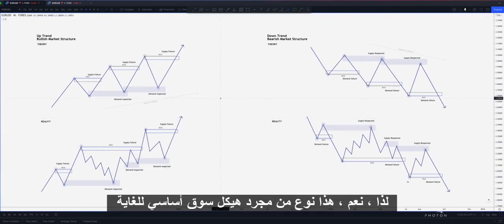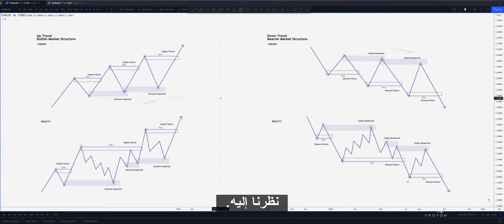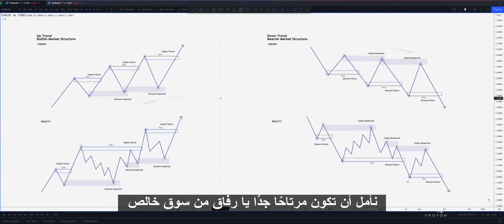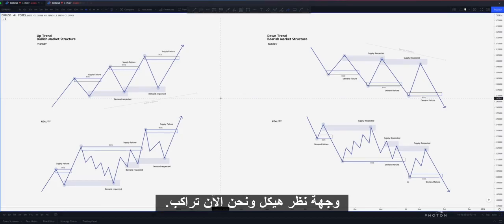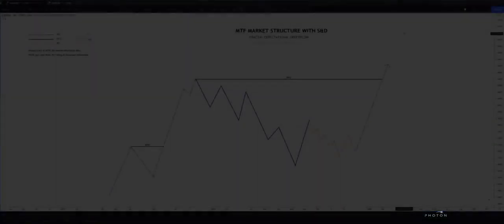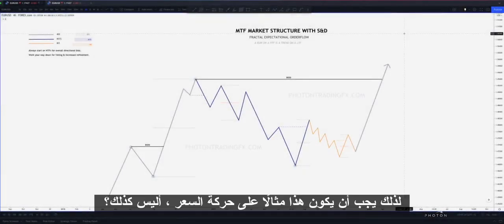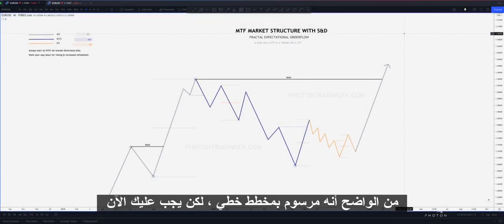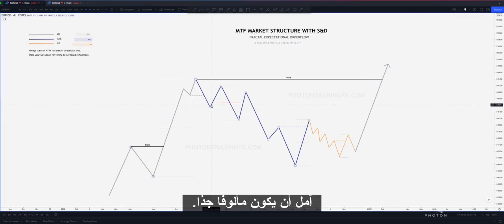So that's kind of just a very, very basic market structure that we've looked at. Hopefully you guys should be very comfortable with that from a pure market structure point of view. And now we are overlaying demand and supply into that. So let's take a look at one more example and then we'll hop on the charts. So this should be a price action example, right? Obviously drawn with a line diagram, but one that you should now be hopefully very, very familiar with.